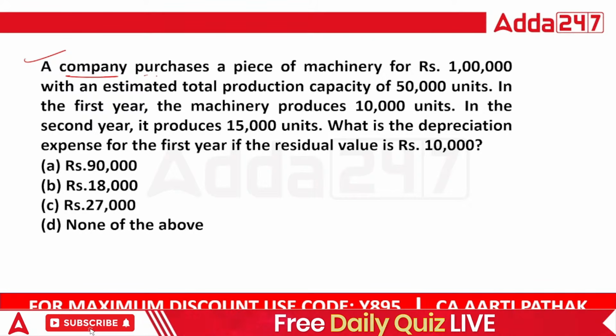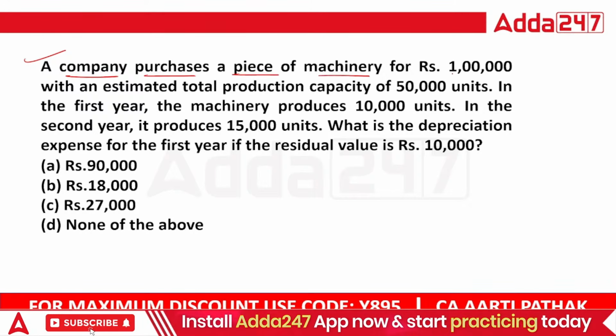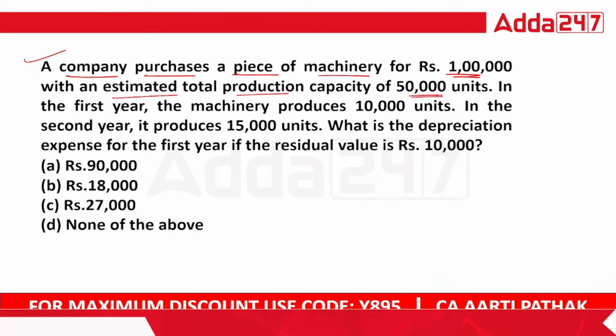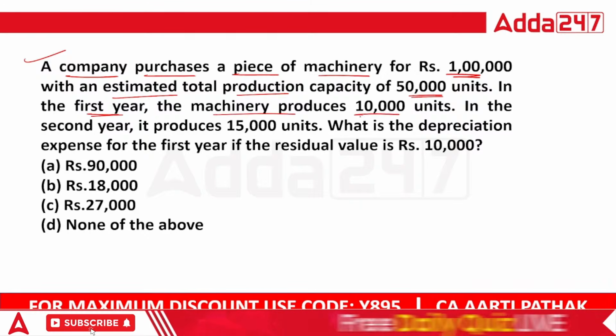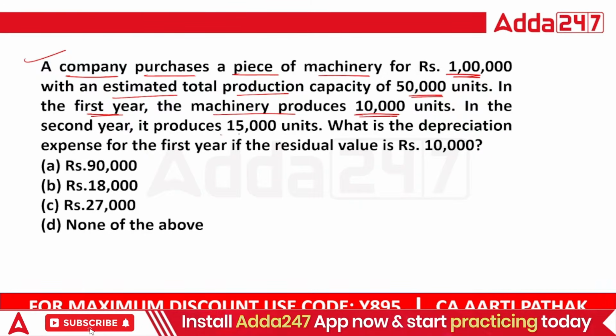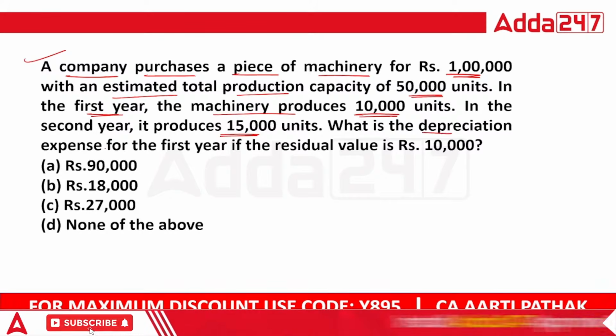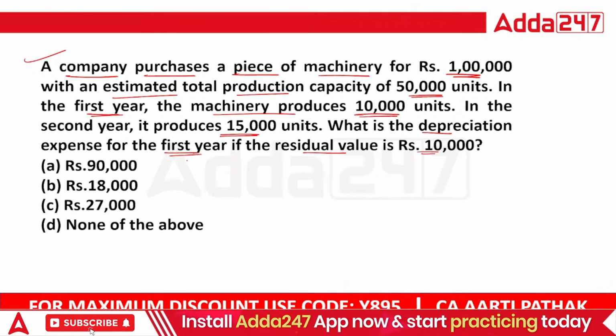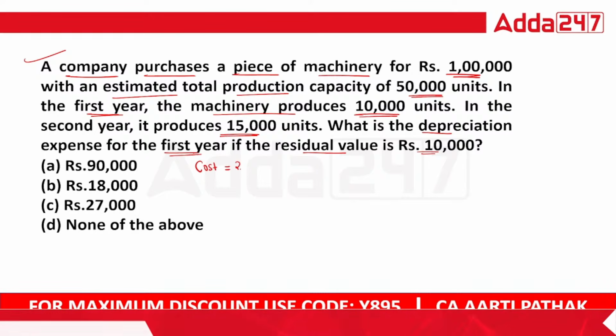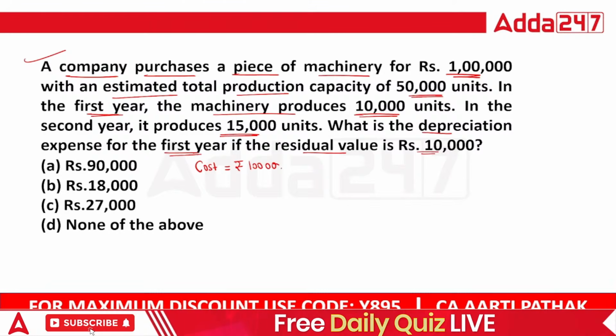A company purchases a piece of machinery for 1 lakh with an estimated total production capacity of 50,000 units. In the first year, the machinery produces 10,000 units. In the second year, it produces 15,000. What is the depreciation expense for the first year if the residual value is 10,000? So here you have the cost, that is going to be rupees 1 lakh. And what is the total capacity?